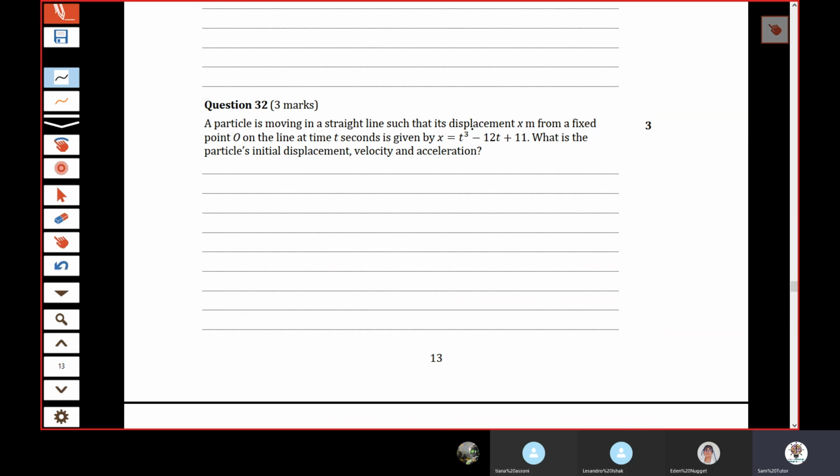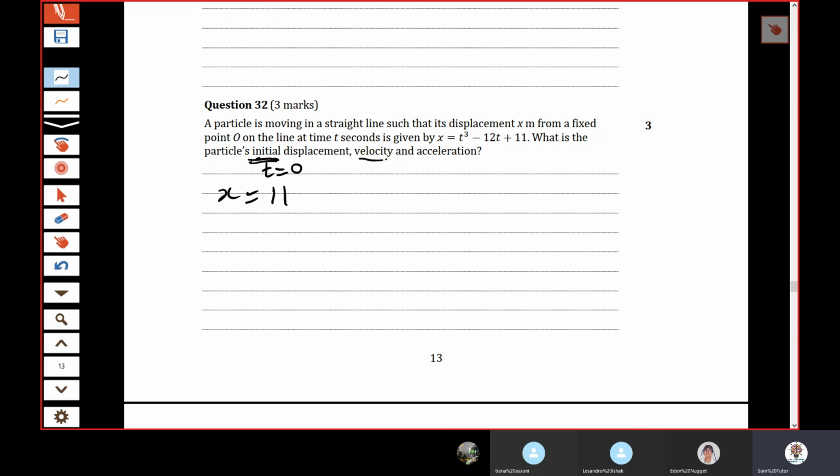A particle is moving, the displacement is this. Displacement being like distance. You've got to find its initial. What does initial mean again, Eden? The beginning. Yep, so now you're not going to say that anymore, you're going to say time equals? Zero. That's what you're going to say. So initial means time is 0. So to find the initial displacement, you're just going to sub in t equals 0. So the initial displacement is what, Eden? 11. That's it, simple, done. You got yourself 1 mark.